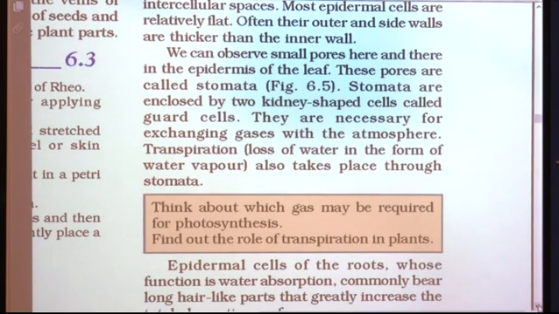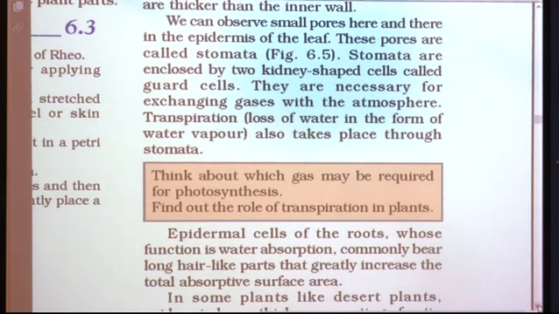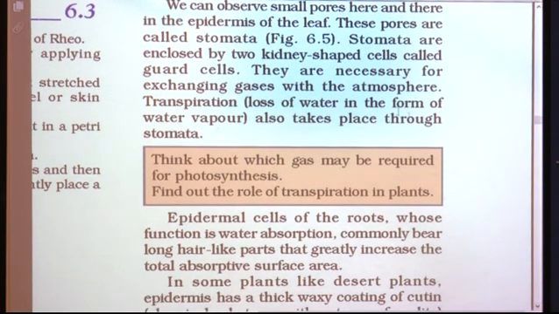We can observe small pores here and there in the epidermis of the leaf. These pores are called stomata. As I just showed, the epidermal layer consists of small pores. These pores are present on the surface of the leaf and they are called stomata.